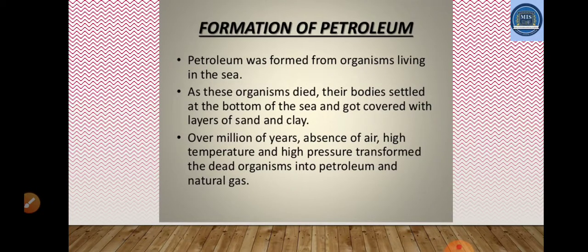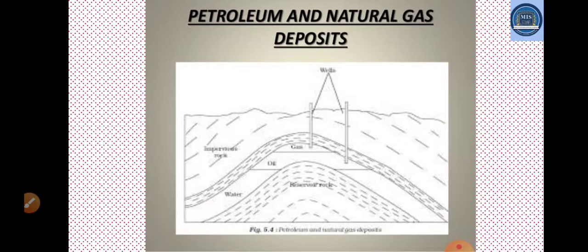Petroleum is formed from organisms living in the sea. As these organisms die, their bodies get buried under the sea and covered with layers of sand, soil and clay. Over millions of years, in the absence of air and under high temperature and pressure, all these dead remains got converted into petroleum and natural gas. Petroleum and natural gas are obtained by digging oil wells.